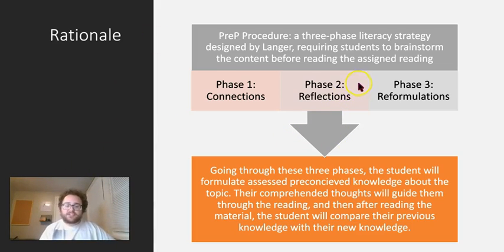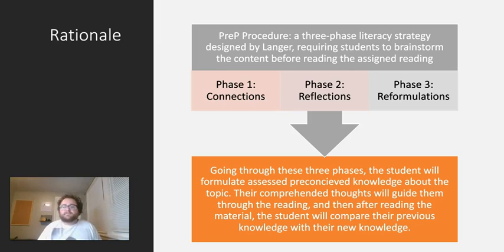Phase two is reflections. I ask them right off the bat, what made you pick those specific terms and vocabulary? I ask them their rationale for picking those things. What made you relate this specific term to what we're going to read about? What do you know about it? I ask them for a little bit of background knowledge, just really pick their brain for it. We discuss a little bit about what their choices are, and I'll talk about it a little bit.